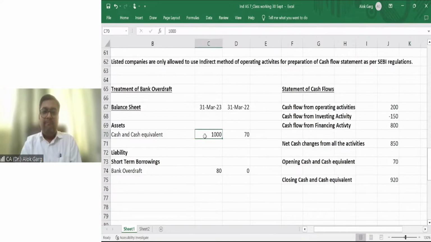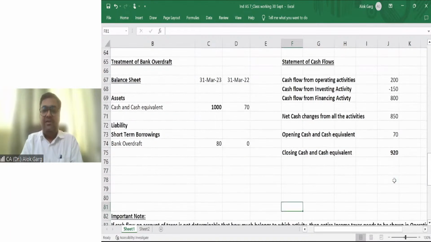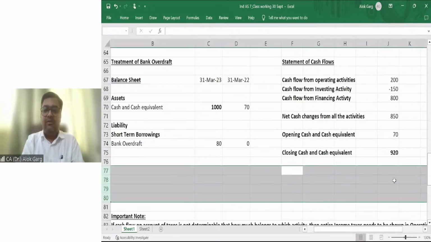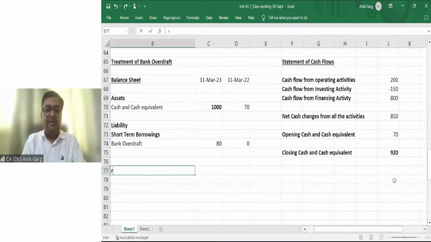In the balance sheet, the asset and liability have to be shown separately, but in cash flow, this closing cash and cash equivalent is net of your bank overdraft, right? And if you are a user of the financial statement, you will get confused. In your balance sheet, it is 1,000. In your cash flow, it is 920. You will get confused. So that is why the standard says that you have to provide a reconciliation between the statement of cash flow and balance sheet. You have to provide a reconciliation also.